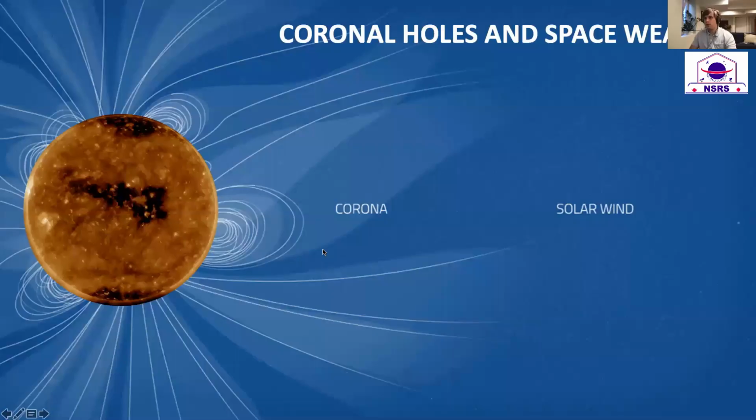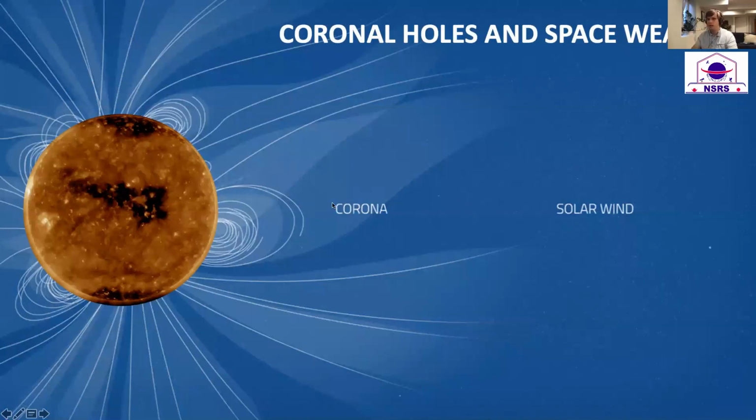So let's put this all together. We have the sun here with coronal holes in the dark patches. We have this little animation here of what's going on in the solar wind. We have looped magnetic field lines. We have all of these particles flowing out from the sun.